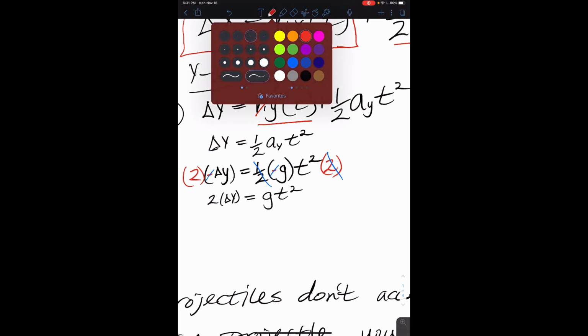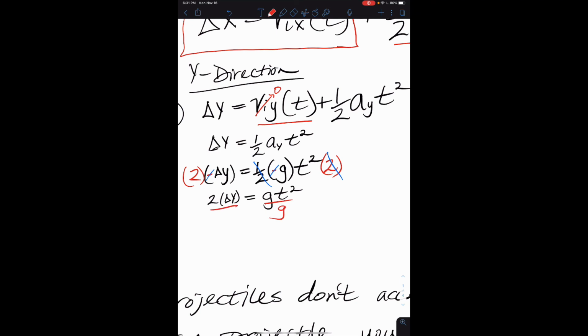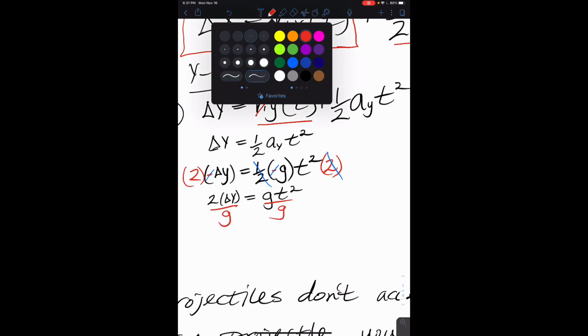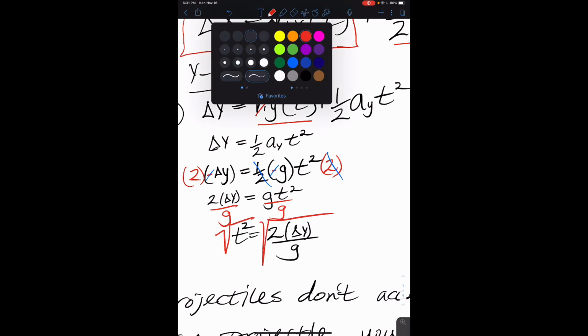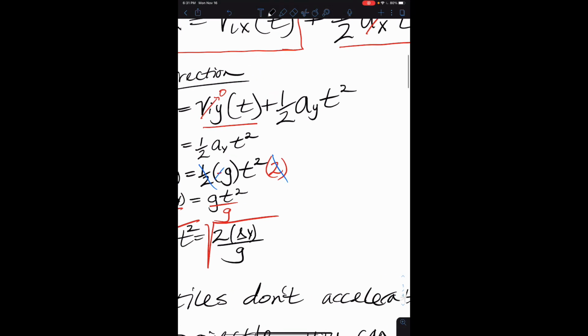Divide both sides by g. t squared is equal to 2 delta y over g. Square root both sides. Gets rid of the t squared. Square root the whole thing. So we end up getting our answer here, which we had in previous labs, as t is equal to the square root of 2 delta y over g.